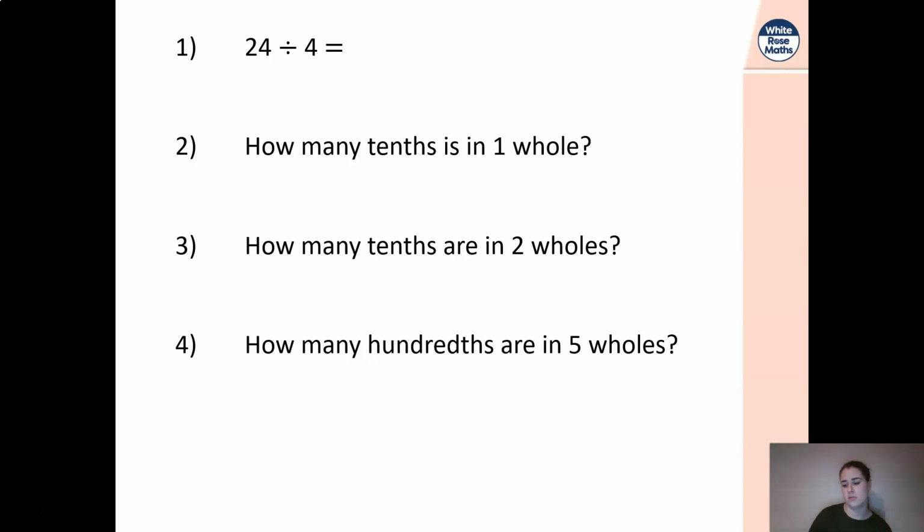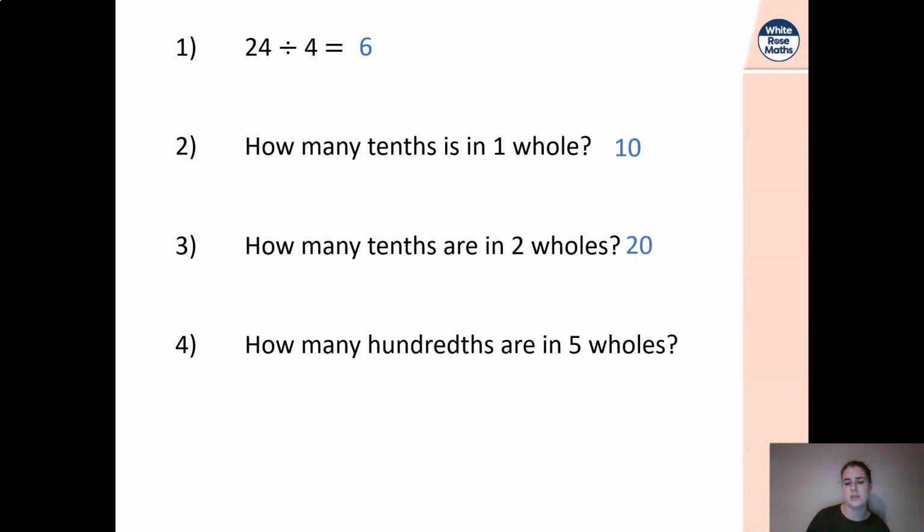So 24 divided by 4, well that's easy, that's our 4 times tables, that gives us 6. How many tenths are in a whole? So it tells us if it's tenths, we need 10 lots of 10. So the answer there is going to be 10. But now I need how many tenths are in 2 wholes. We need 2 lots of tenths. Well, I know that 2 lots of tenths is 20, so I must need 20.